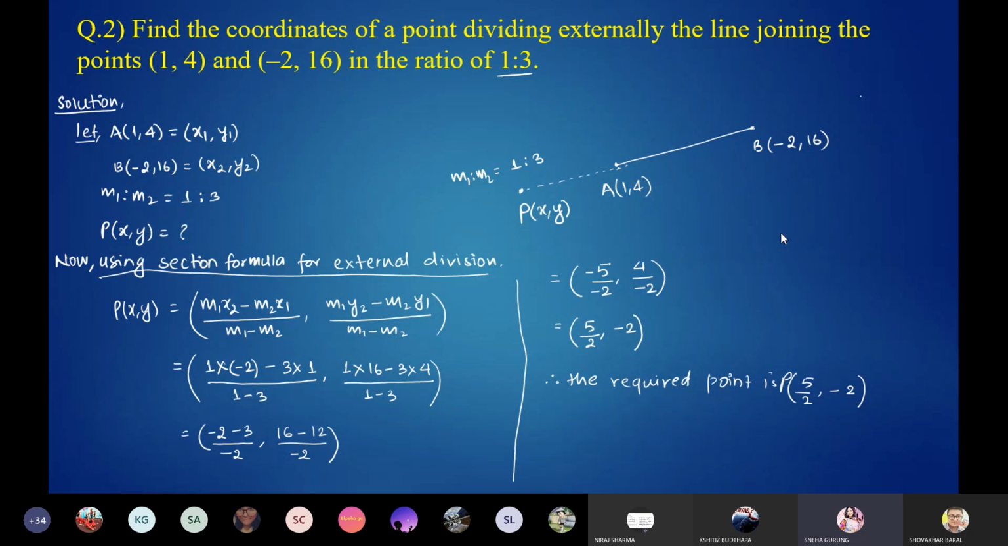Sir. Yes, Sneha. Sir, minus 5 होइन र? Minus र minus cancel हुँदैन र यो? Minus to minus cancel, so it will be plus. And this 4 by minus 2, it is minus 2. Okay, sir. Good. Okay, please ask if there is any other problem.